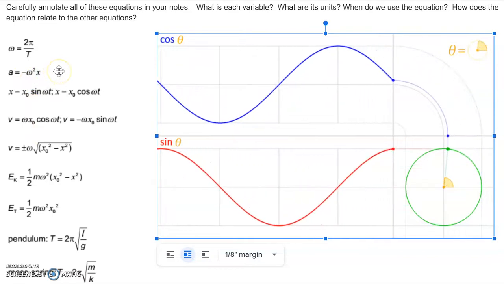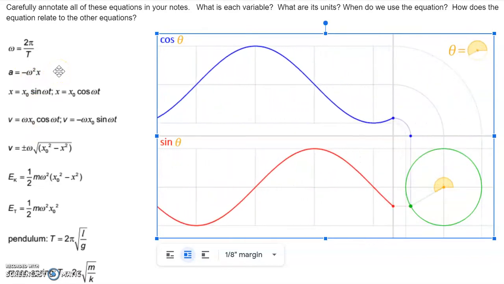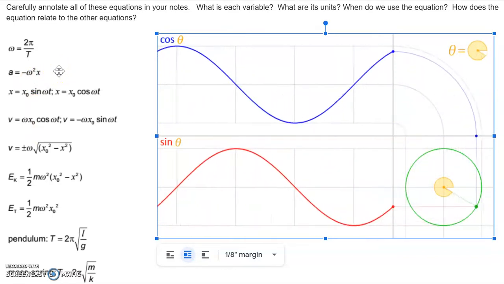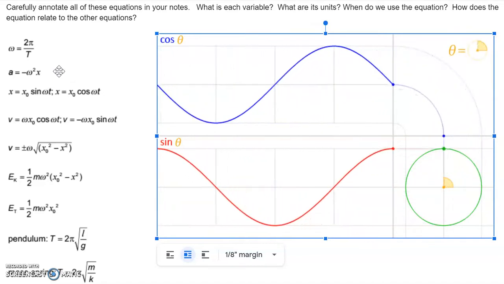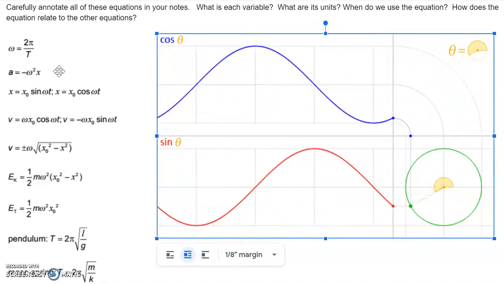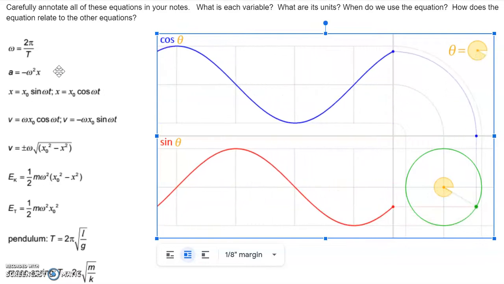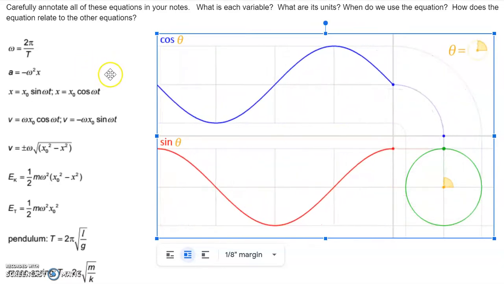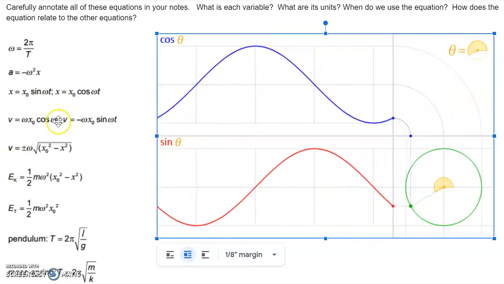Remember back to the very beginning of the year when we were doing lots of graphs where we'd have position, velocity, and acceleration graphs. All of those graphs need to go back into your mind right now and have those be appropriate, because that's what all of this is based on.